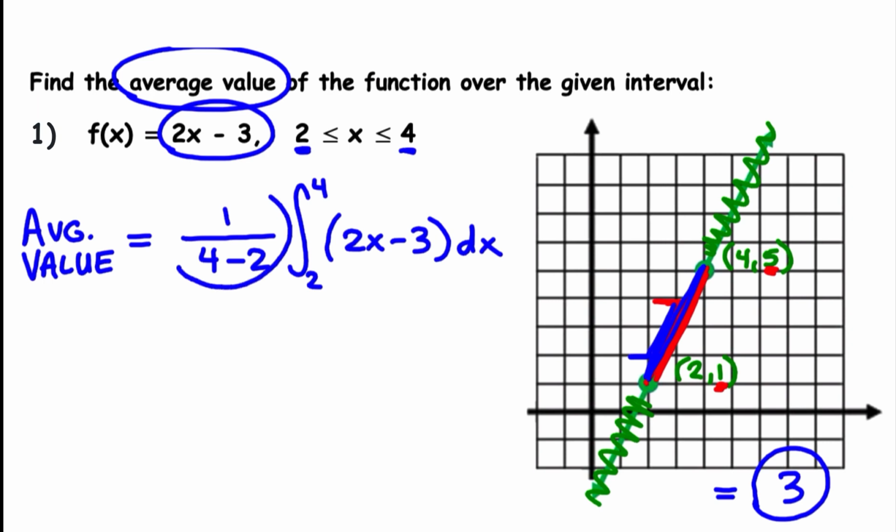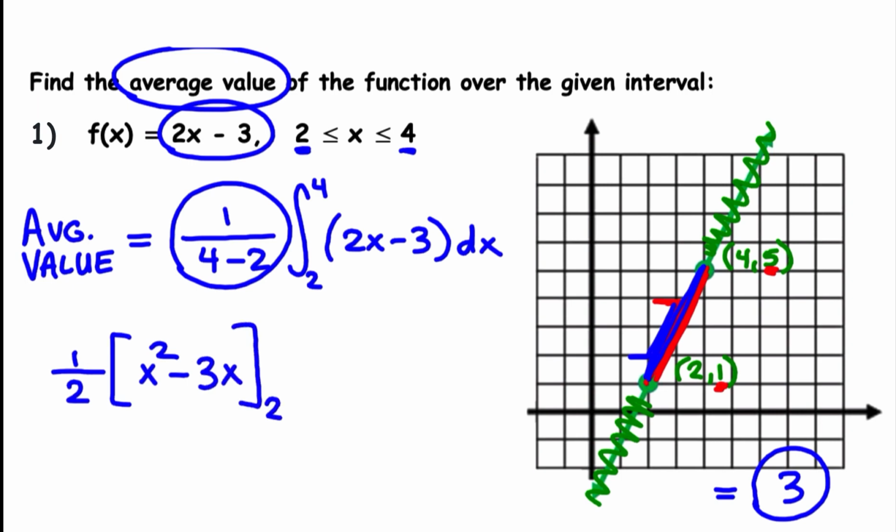Okay, out front, that's 1/2. And we can integrate the rest. 2x becomes x squared minus 3x. And we're going to integrate from 2 to 4. And this calls for the first fundamental theorem. In goes the 4 first. 4 squared, that's 16. Minus 12. 16 minus 12, that's going to be 4.